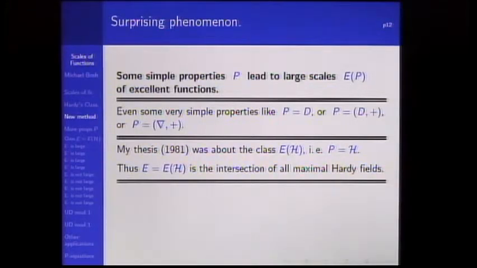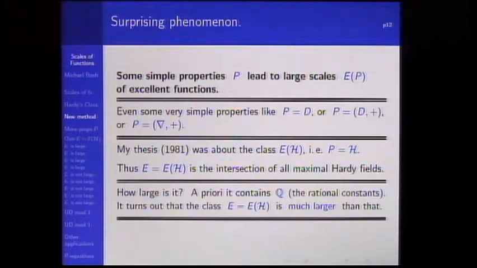As I told you, my thesis, done a long time ago, was for the property H, when it is a Hardy field, and E was the intersection of all maximal Hardy fields. I will say just a few words, maybe I will come back later, about this particular property H and what the excellent class of functions would be in this case. From the definition, it is only clear that it contains the rationals immediately, because every Hardy field contains rationals. But in fact, it is much larger.